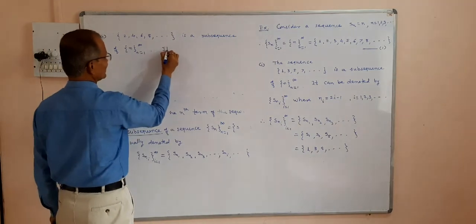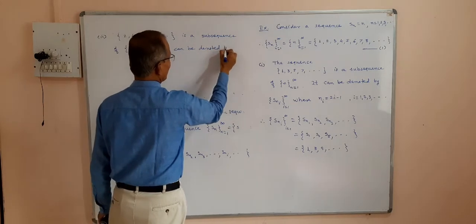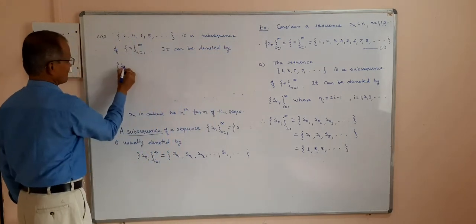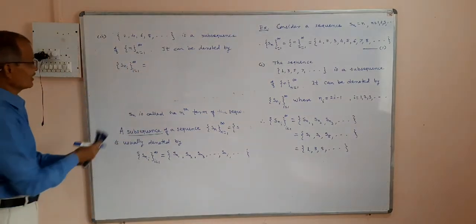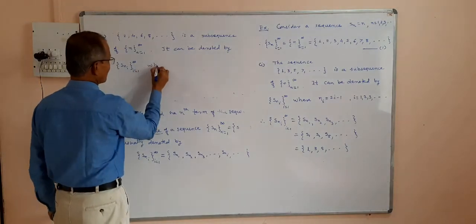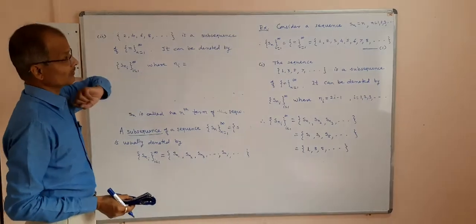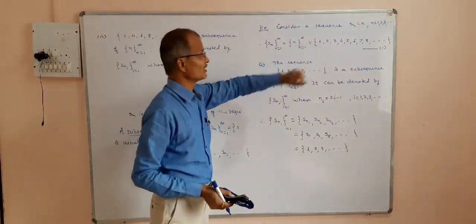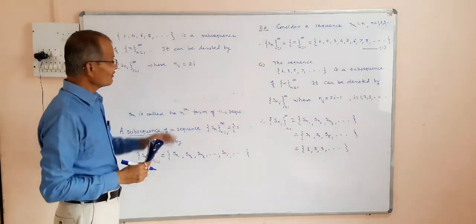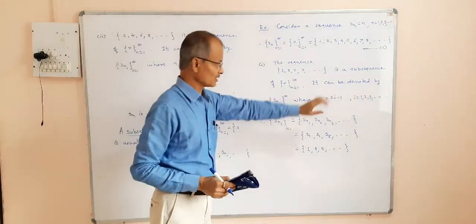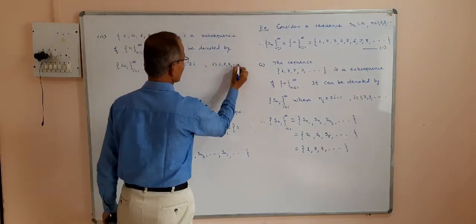Now how to denote it? It is denoted by S_{n_i}, where i takes values 1 to infinity. The same notation we are using. What is the choice for n_i? Here we have picked even integers from the original sequence, and therefore n_i should stand for even numbers, that is 2i. Even numbers are denoted by 2i, odd numbers are denoted by 2i minus 1, where i takes values 1, 2, 3, etc.